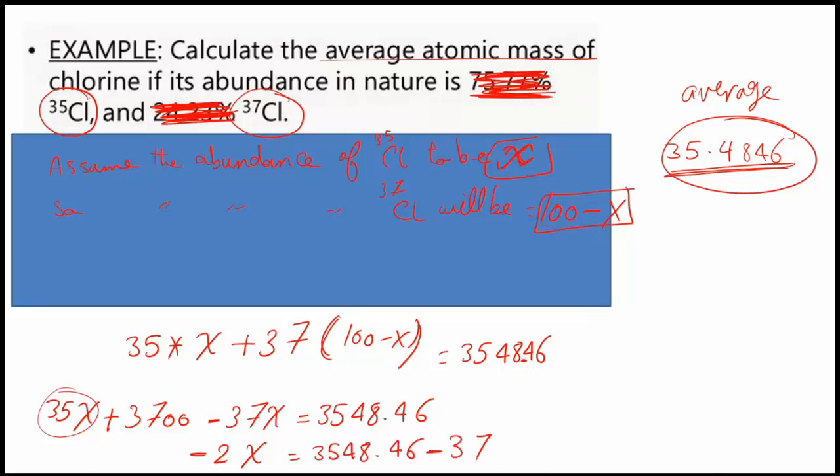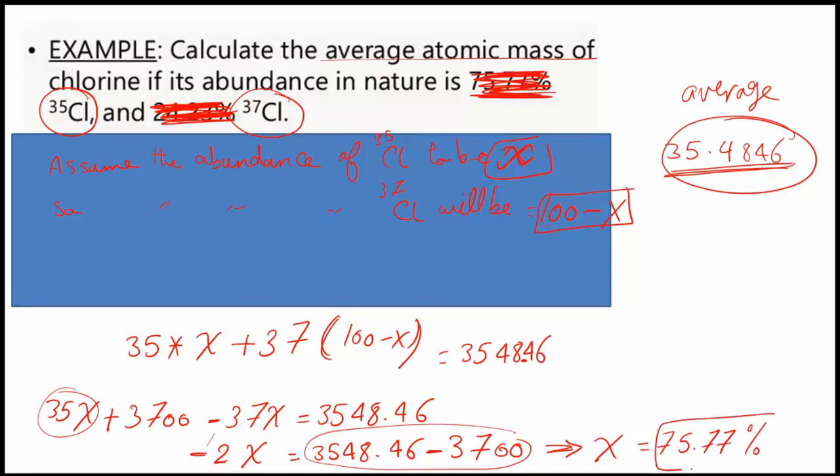3548.46 minus 3,700. This subtraction will give you a negative, so it will cancel with this negative, and I can find x. What's x? If you can get it, please. If you have a calculator. 75.77. So this is the percentage of the first one. X is the percentage of what? Of the chlorine 35.